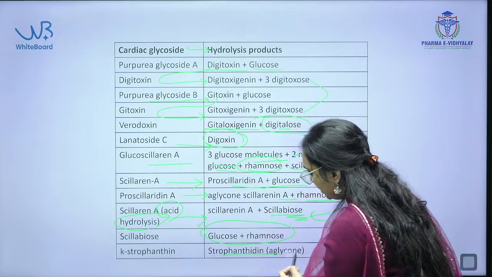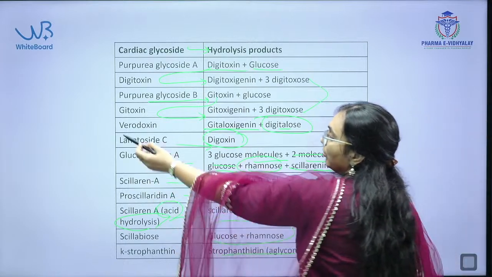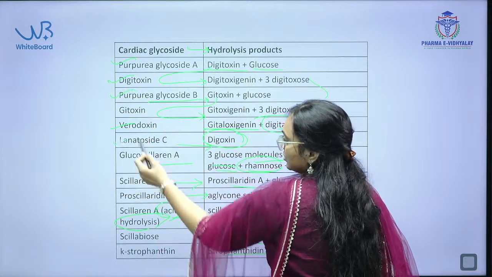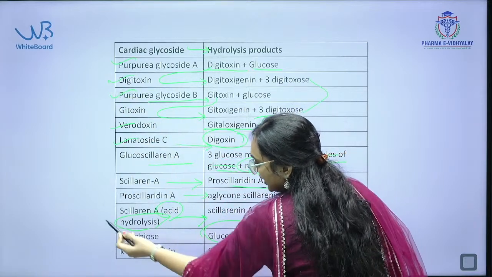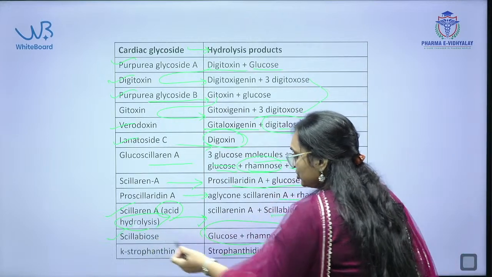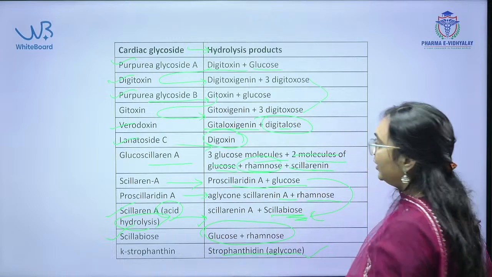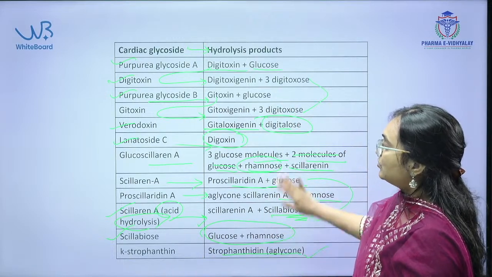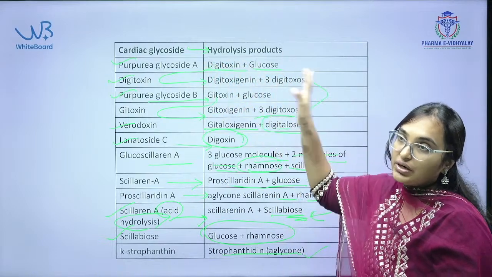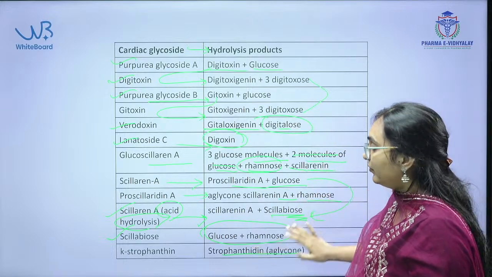K-strophanthin gives strophanthidin, the aglycone strophanthidin. Okay, so you have to remember viridoxin, digitoxin, and lanatoside C. Acid hydrolysis of scillaren gives you scillabiose. Okay, scillabiose composition, glucose and rhamnose. Okay, and strophanthin, strophanthidin you can identify. So, remember this part is very important, especially the digitalis glycosides hydrolysis products, sugar products and non-sugar products are also very important.